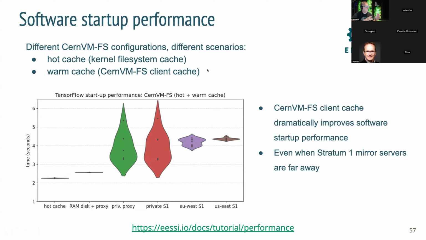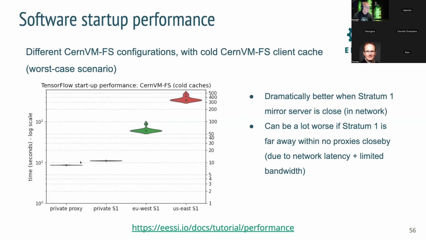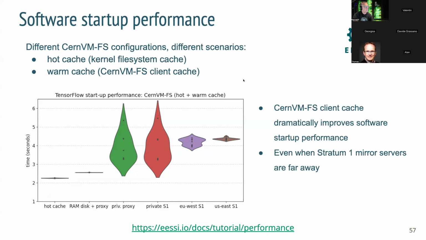But if you're somewhere in the middle between a cold and a hot scenario, where at least some parts of your software are being cached close, especially if you have a close proxy server or a close mirror server, you're getting very good startup performance. So this really reflects that CernVM-FS is tuned for hosting software installations, and that you're probably going to have a better experience than you have with putting your software on GPFS or Lustre or even an NFS file system.